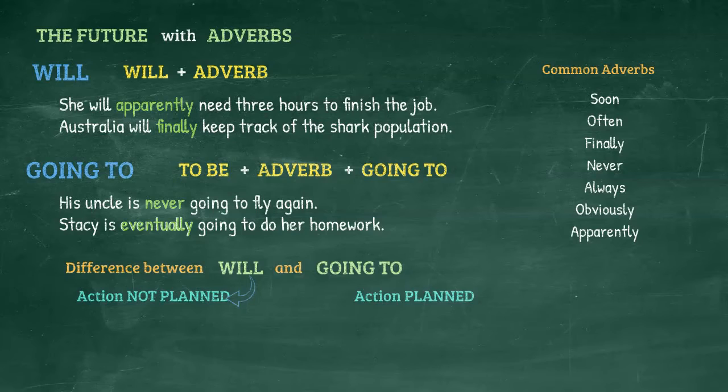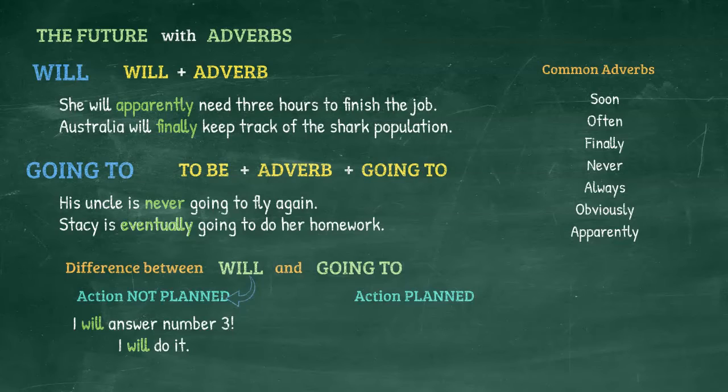So let's say you're in the classroom and the teacher says, who wants to answer question number 3? You raise your hand and you say, I will answer number 3. In other words, you did not plan on answering it, but since the teacher asked, you volunteered. Or if your friend says, who wants to get ice cream from the store? You can say, I will do it. Again, it's an action that you did not plan, but just decided to do.